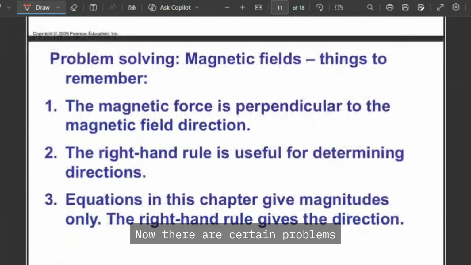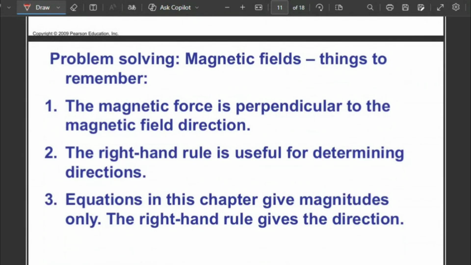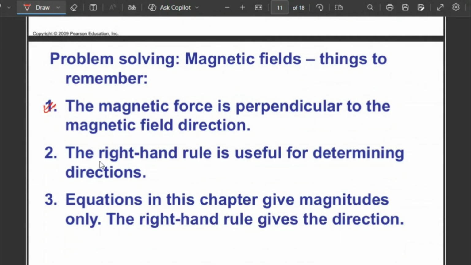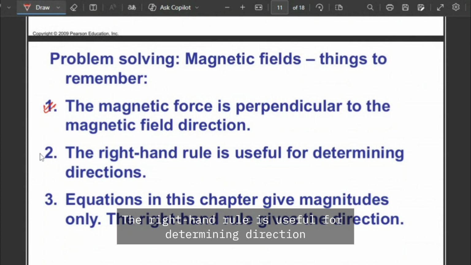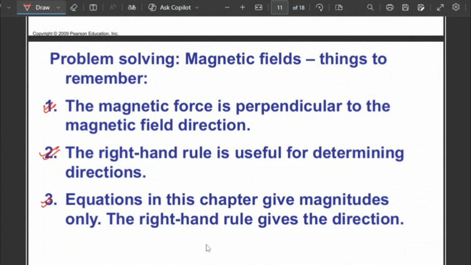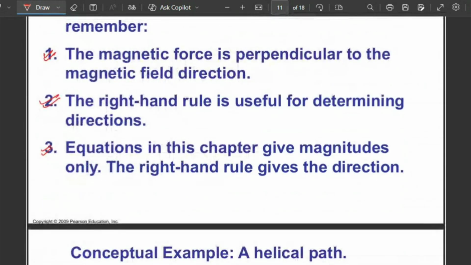Now there are certain problems which are related to direction. Magnetic force is perpendicular to the magnetic field direction. We have to remember this. The right hand rule is useful for determining direction. Questions in this chapter give the magnitudes only. The right hand rule gives the direction. These are the 3 points that you need to keep in your mind while solving problems.